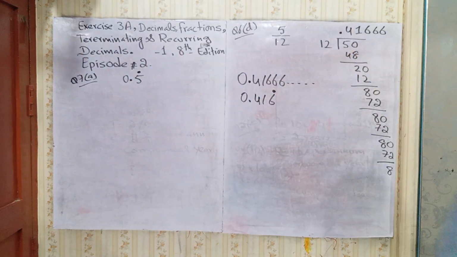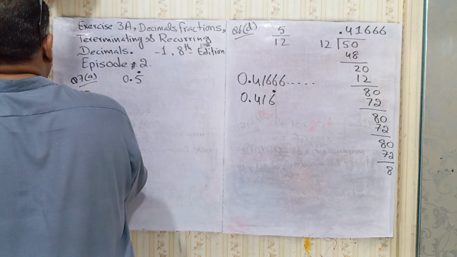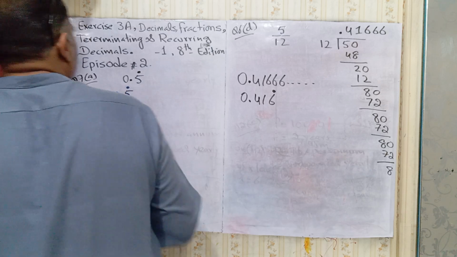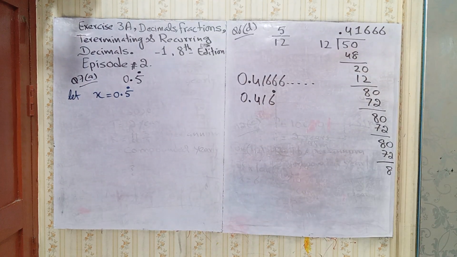So there's a proper procedure for doing this. Okay, so just try to understand how we do this. Okay, it's a proper procedure. Look at here. So what I do, I write here let x is equal to 0.5 dot. So I want to convert this into the fractions, and this is the procedure.